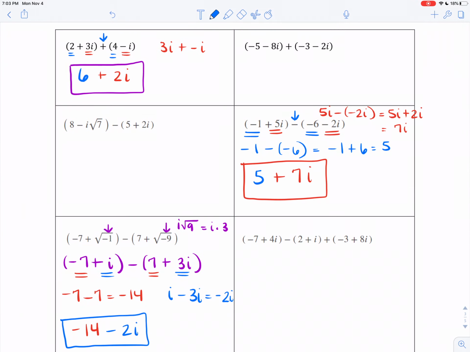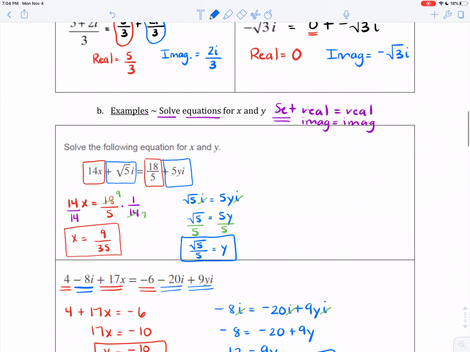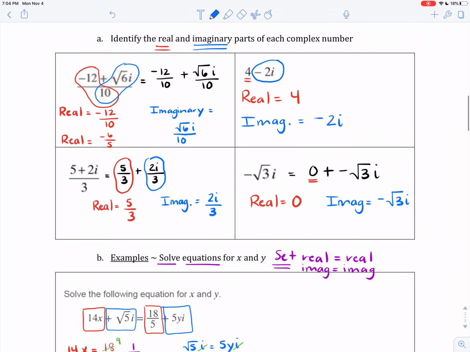But in section 9.7, this is what you're going to be looking at. Writing things in terms of i, making sure you don't leave the negative underneath the square root. Adding and subtracting your complex numbers. And then remembering that if you need to solve an equation, you can set the real parts equal to each other. You can set the imaginary parts equal to each other.